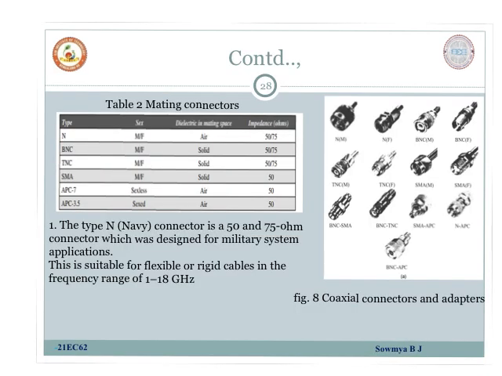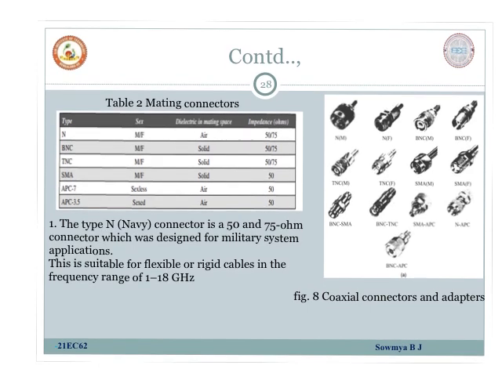Now let us discuss about the coaxial connectors. This table 2 represents the different coaxial connectors, the type of the connector, what is the mating connector it is, what is the type of mating connector and the dielectric in mating space and what is the impedance here. The pictorial representation is also shown here.